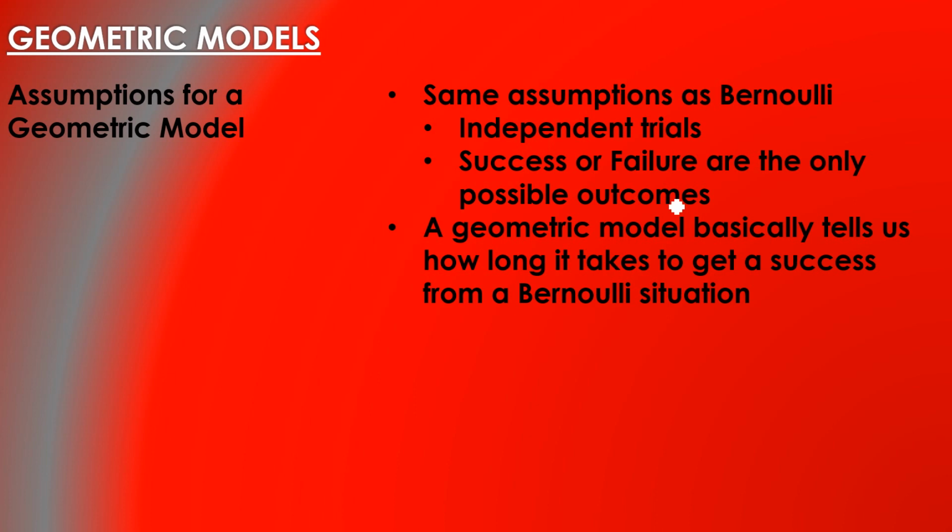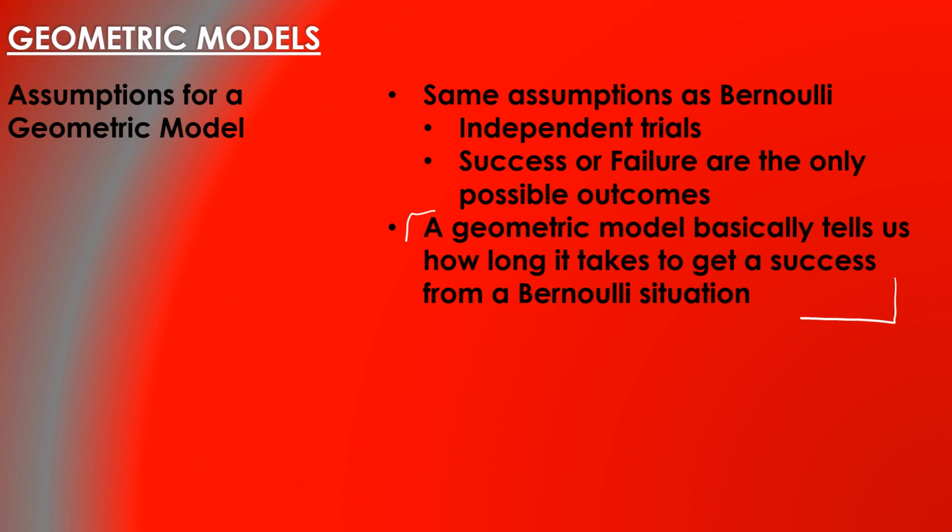Our success and failure are our only possible outcomes, and I would add to that that the probability of success or failure must remain constant. So a constant probability of success or failure. If the successes are changing their chances over time, then we can't do this with a geometric model. A geometric model is going to tell us how long it takes to get a success from a Bernoulli situation.